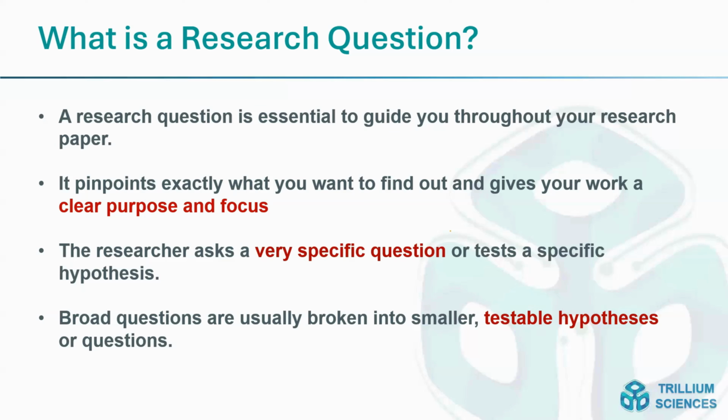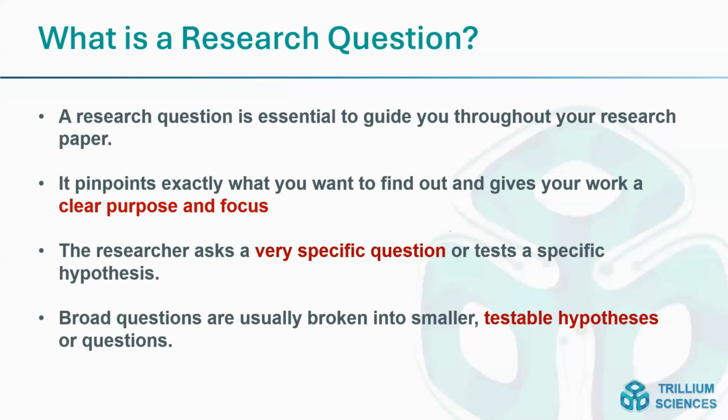So the researcher asks a very specific question or tests a specific hypothesis. That's the research question. If you have a very specific question and you want a very specific answer to that question, you will get that answer through research. However, if your question is too general or uncertain or unclear, that will lead you nowhere. Again, if you have a specific hypothesis and you want to prove it or disprove it, this also needs a good research question that will help you throughout the way to focus on your purpose. Broad questions are usually broken into smaller testable hypotheses or questions.